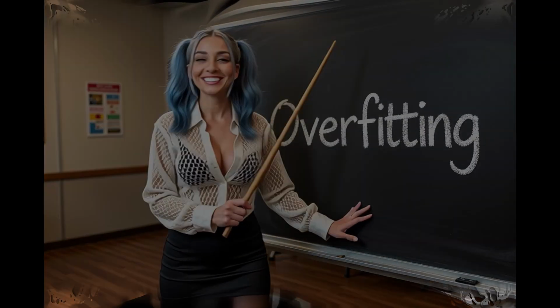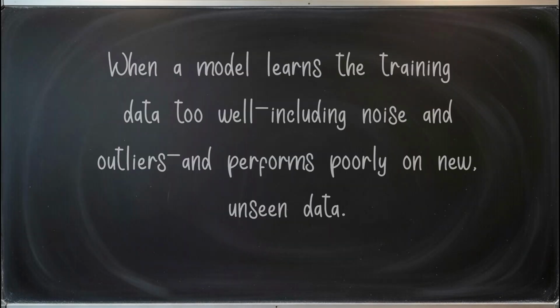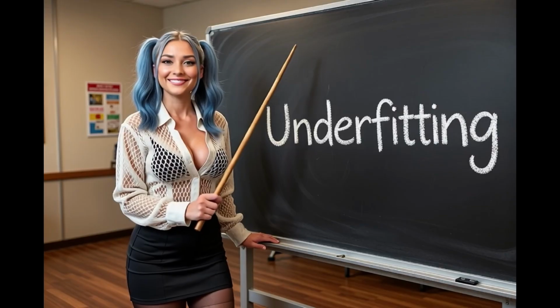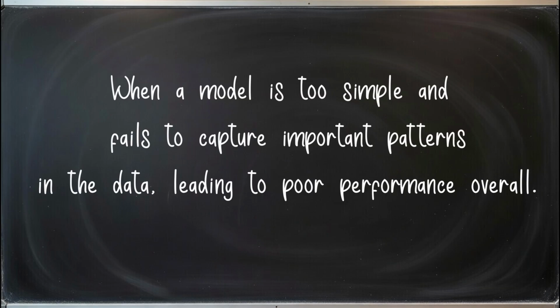Overfitting. When a model learns the training data too well, including noise and outliers, and performs poorly on new, unseen data. Underfitting. When a model is too simple and fails to capture important patterns in the data, leading to poor performance overall.